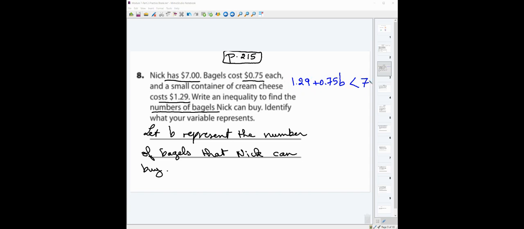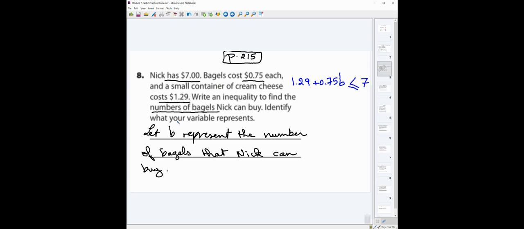Okay, so basically the inequality that we were able to come up with is $1.29 plus 75 cents per bagel is less than 7, which he has $7. He cannot spend more than 7. It has to be less than or equal to. He could spend up to $7. And that's the part that I had not clarified earlier. It has to be less than or equal to 7. It could be exactly $7 that he spent.